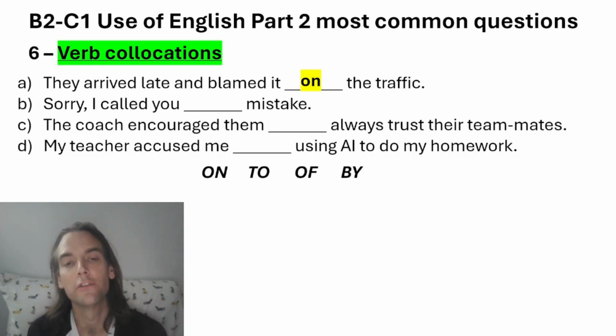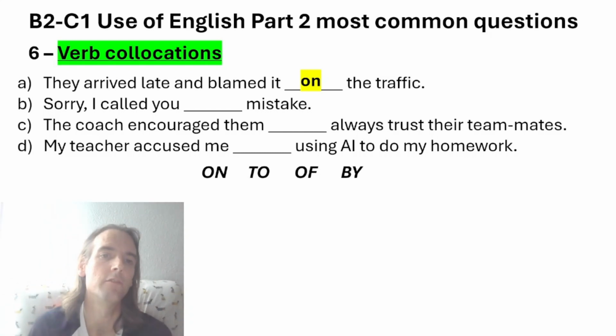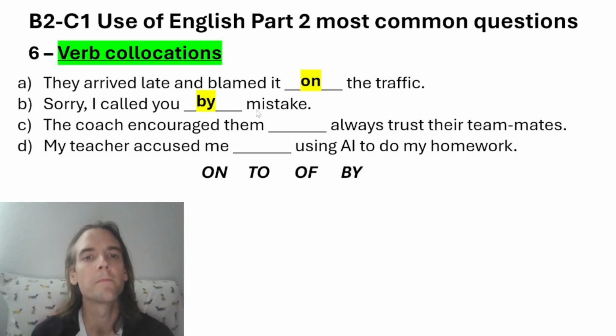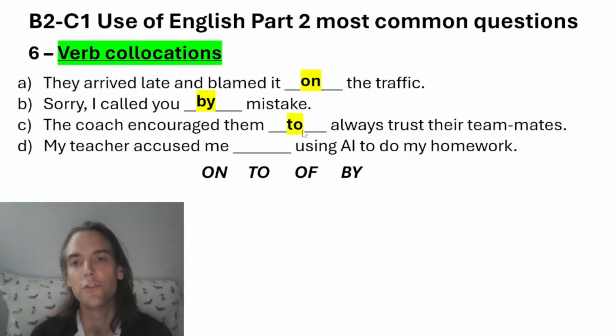Like you don't blame it on the moonlight, blame it on the boogie. You blame the defeat on the defenders, and so on. You do something by mistake. That one's not really a verb collocation, but I mean there's a verb, but it's more like "by mistake" is the phrase. Encourage is always with the infinitive, so encourage someone to do something.